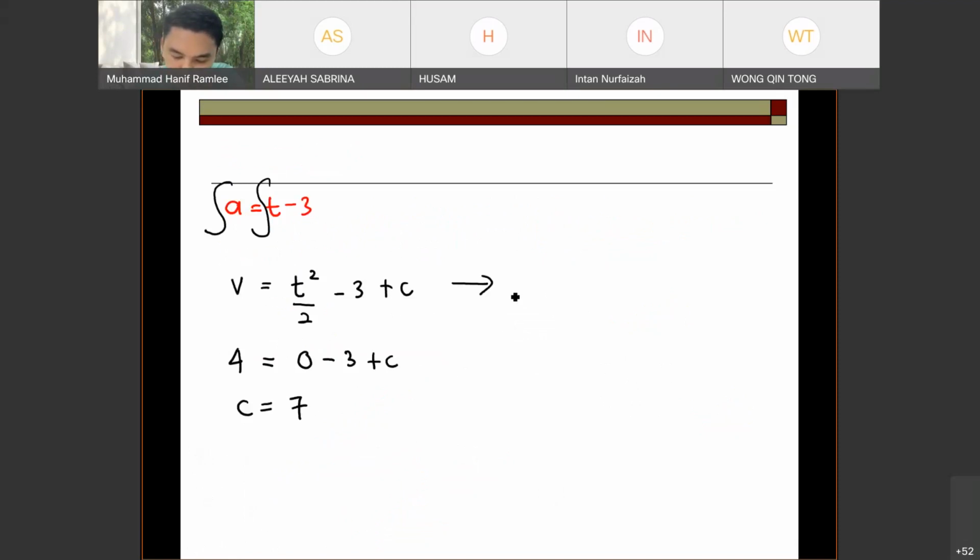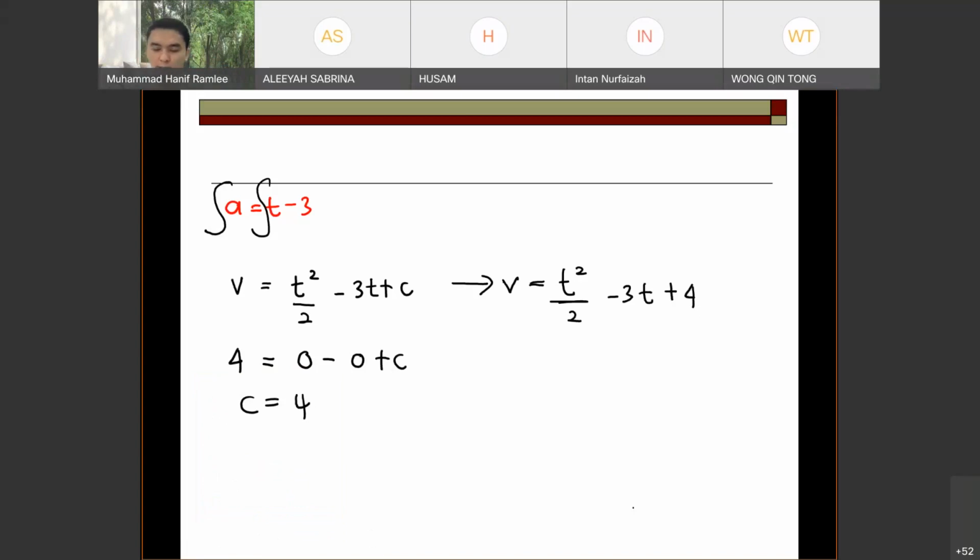So your final V is T square over 2 minus 3T. Sorry, this one should be T. Oh, sorry, wrong. Sorry, my mistake. T should be 0 as well, plus C. So your C is 4. Plus 4. Okay, so this is your final equation for V. Final equation for V.